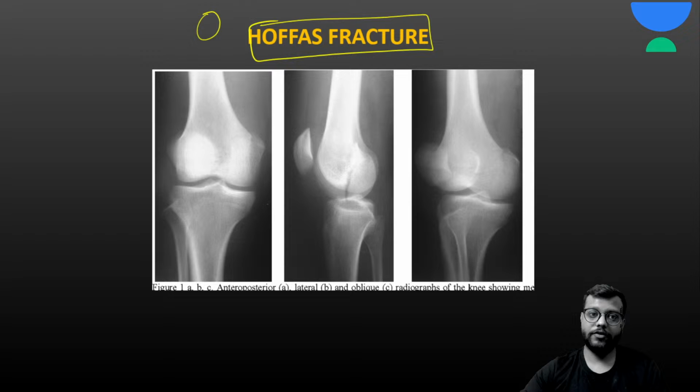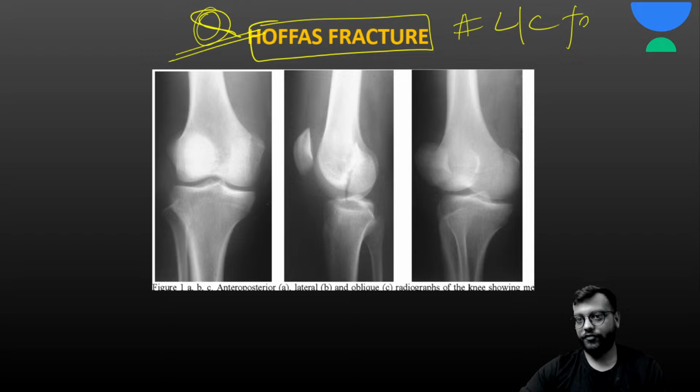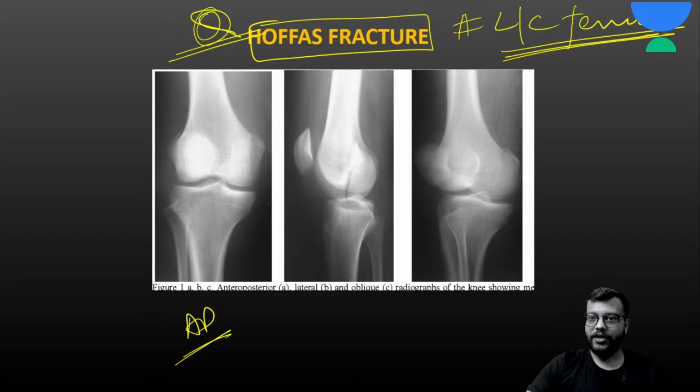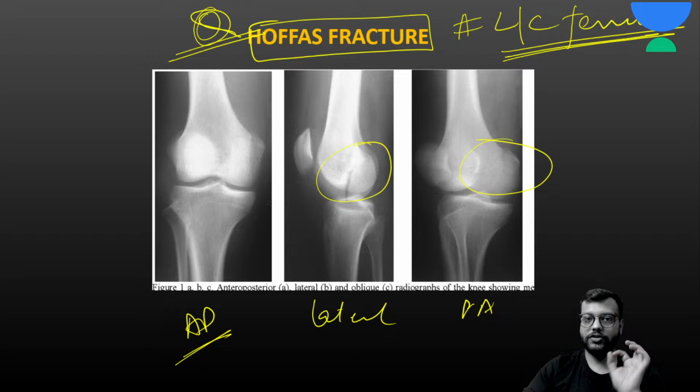Now Hoffa's fracture, very important from the question point of view. It is a fracture of the lateral condyle of the femur. Okay, and its special feature is that in the AP view it is not appreciable very easily, but in the lateral and PA view you can see the fracture easily. So this is your Hoffa's fracture, fracture of the lateral condyle of the femur.